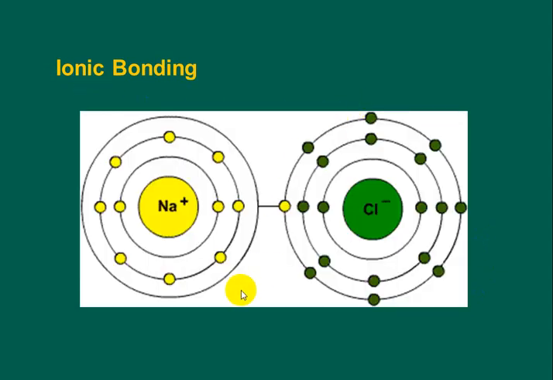So the ionic bonding, as you can see here, for example, between sodium and chlorine. The sodium atom loses 1 electron, and the chlorine atom gains that electron. So sodium becomes a positive ion, and chlorine becomes a negative ion, and the electrostatic attraction between the positive and the negative ions forms ionic bonding between sodium and chlorine to form sodium chloride.